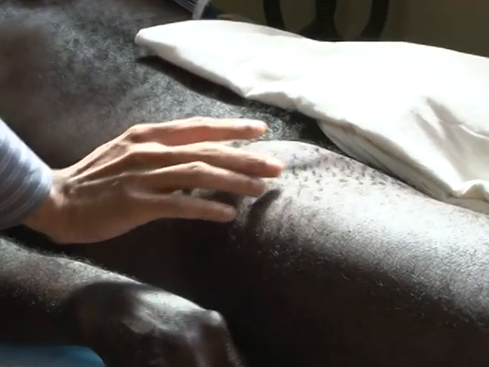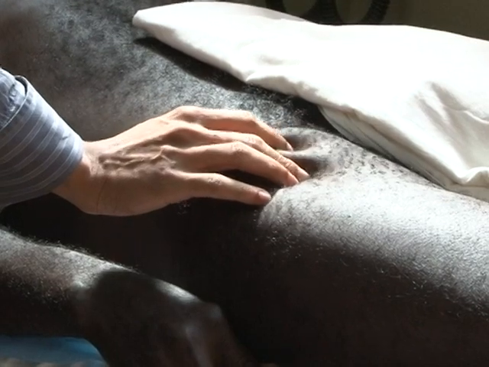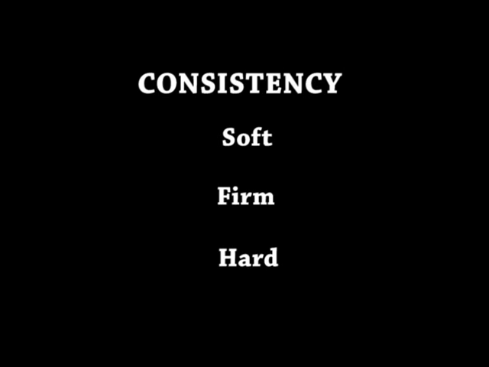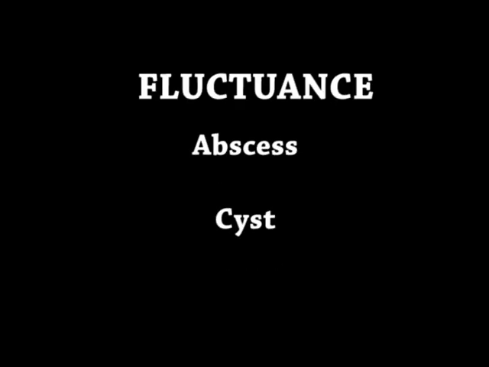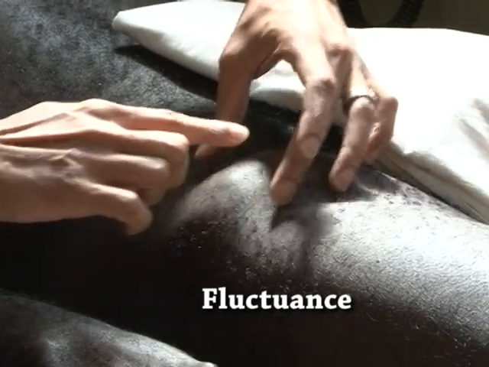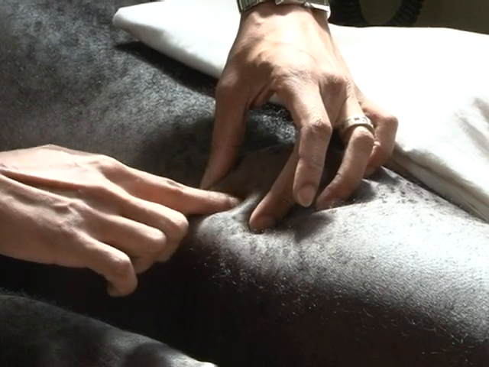Consistency may vary from soft to fluctuant to firm to hard. Very hard swellings may be malignant. Fluctuance indicates a fluid-filled mass, for example, an abscess or a cyst. To check for fluctuance, we stabilize the swelling between 2 fingers and press in the center to see if there is bulging.